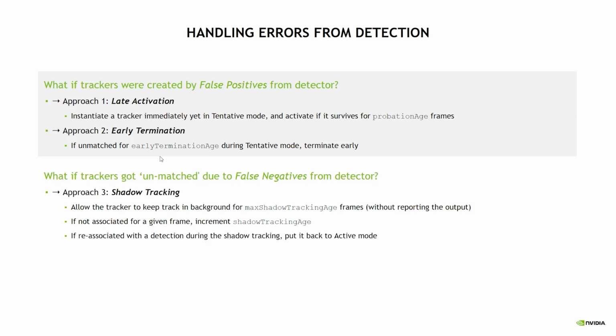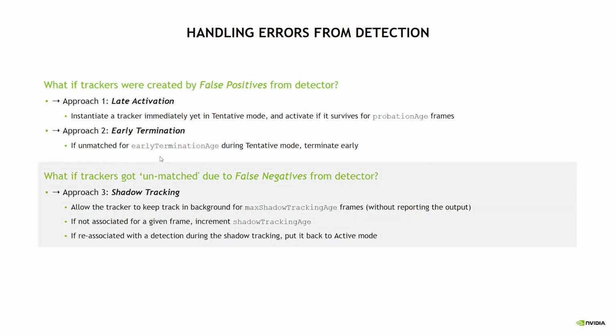If the target is not detected consistently during this tentative mode, this target is terminated early, so we can filter that out. This approach is called early termination. We say early because if the targets survive this period and are validated, they are allowed to be tracked in background for a much longer time, which is what we are going to talk about next.